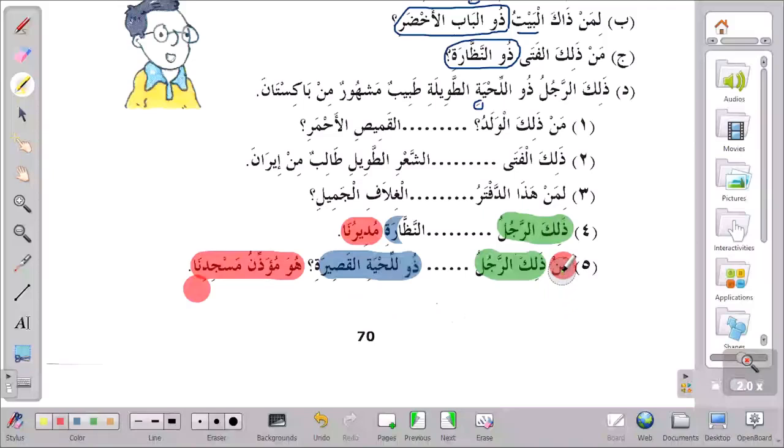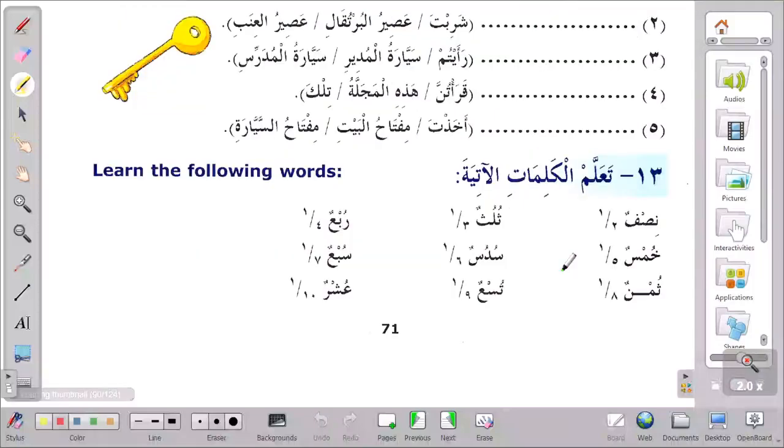So in most jumla istifhamiyya, the interrogative sentences, the khabar is the article of the interrogation, the adawatul istifham. I hope that is clear. Okay. Let's continue.